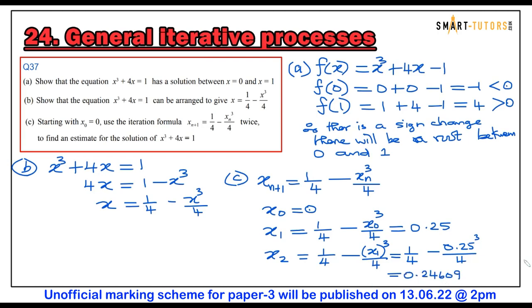0.24609. They didn't ask us to find the solution to 3 decimal places or something like that, so you can leave the answer as it is. The estimated solution is what we already did, 0.24623 SF. So we can approximate and give the answer. That is the topic number 24.